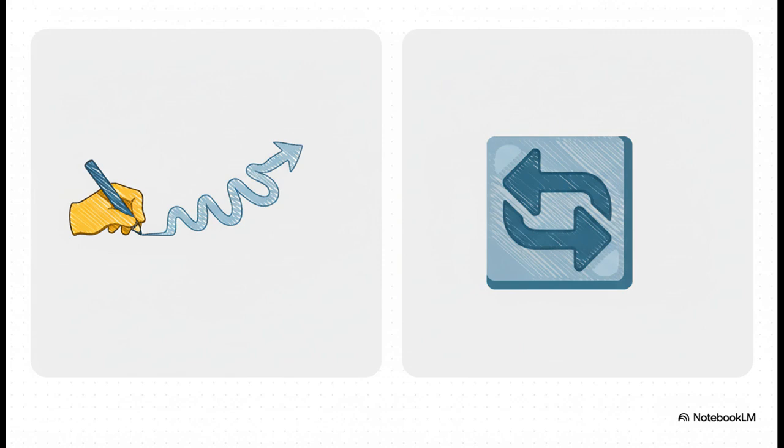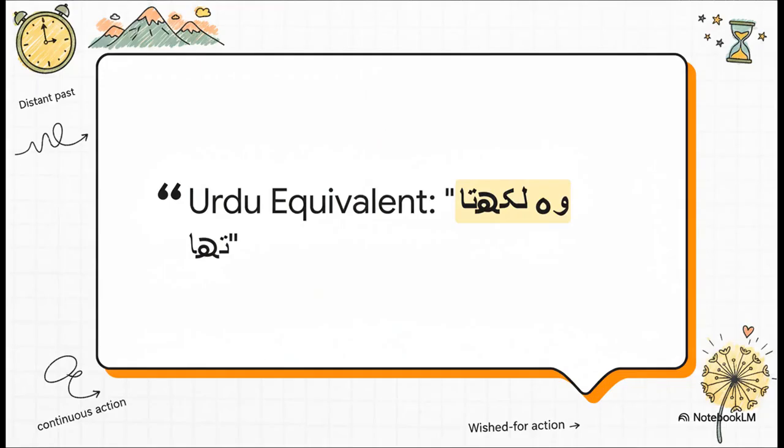Now, check out this formula. This is a really fascinating bit of grammar. You still use that word kana, but this time you pair it with a present tense verb. So yaktabu, he writes, becomes kana yaktabu. You're literally mixing the past with kana and the present with yaktabu to create this idea of a continuous action that was happening in the past. He was writing. Isn't that clever? And again, the Urdu equivalent, vo likhta tha, nails this continuous feeling perfectly.